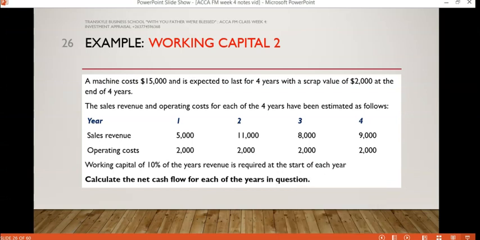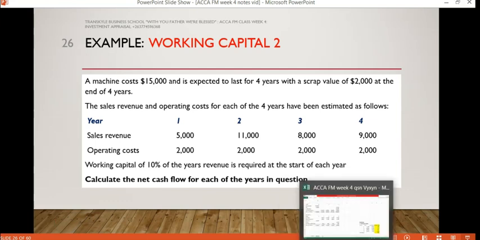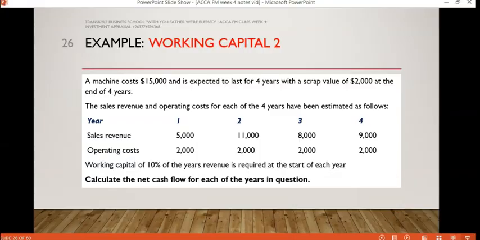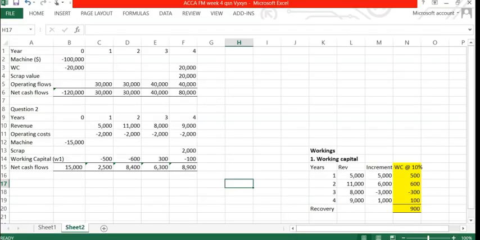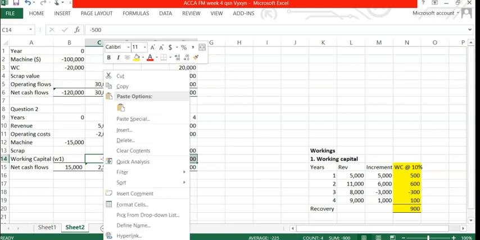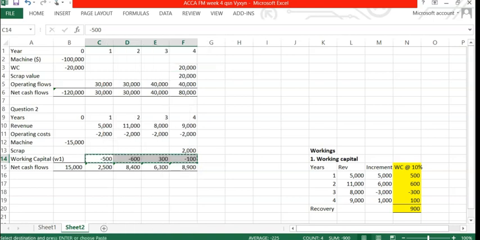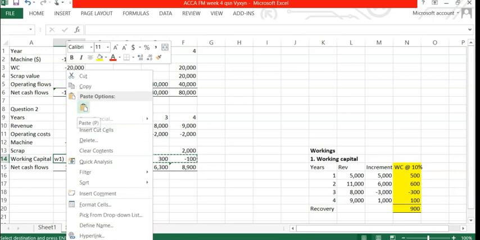Just an error, and it's a very drastic and terrible one. The working capital is required at the start of each year, which means at the start of the project's life, we need the working capital requirement. So in this case, we need to adjust a bit our figures. I'm sorry for that. I accept the responsibility.